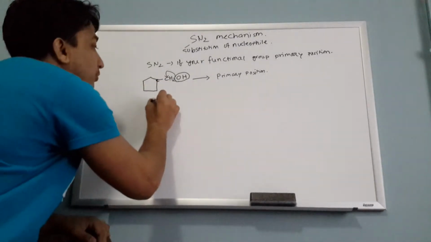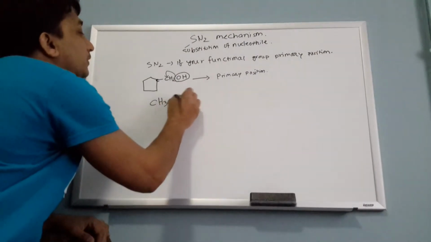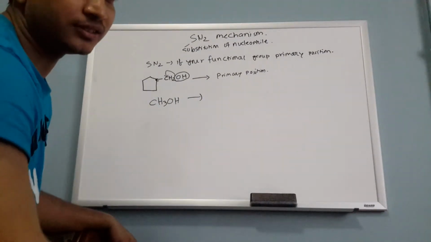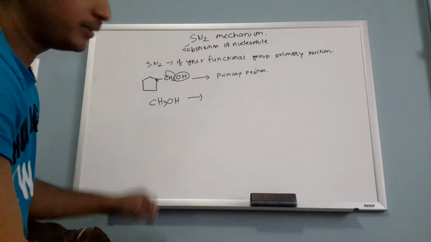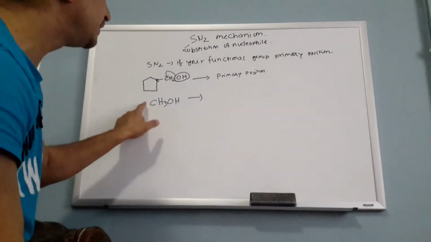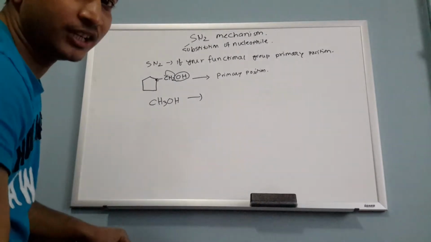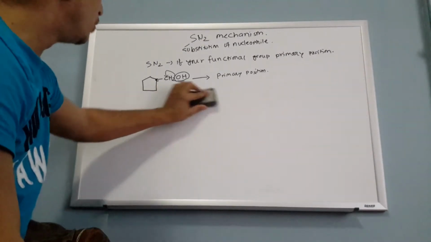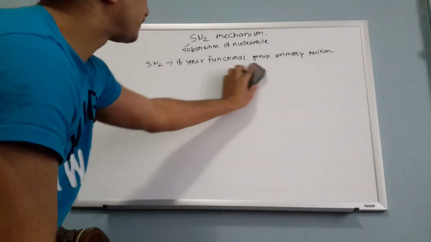What are you going to say if I give you this one? Is this primary, secondary, or tertiary? This is nothing. This is not primary, because this carbon is not connected with any other carbon. So that's why this is not primary. You understand? Okay, if you understand, it's good.